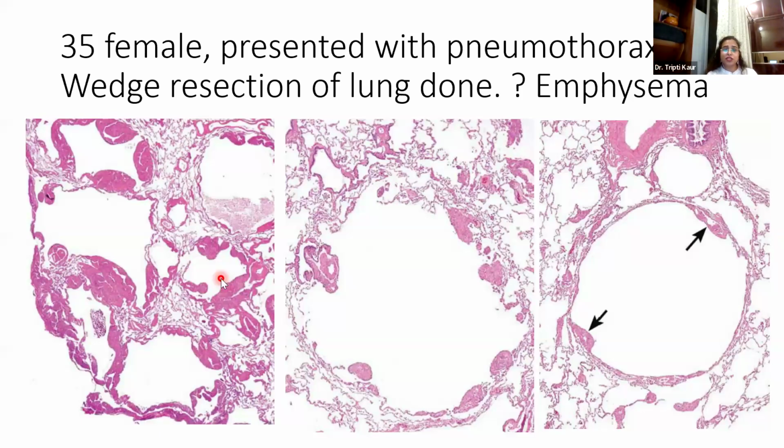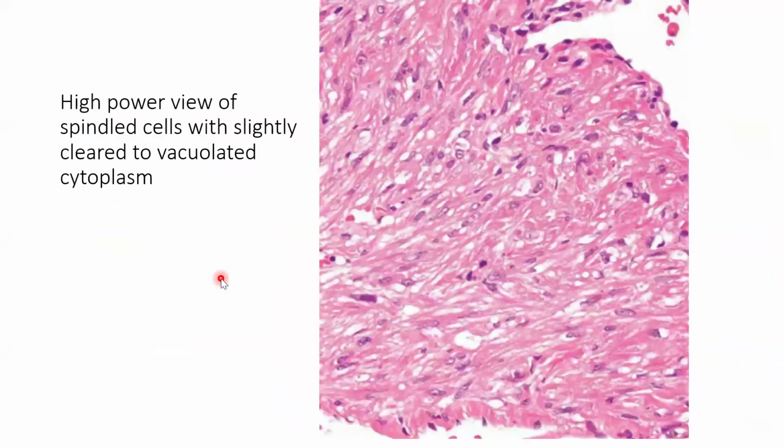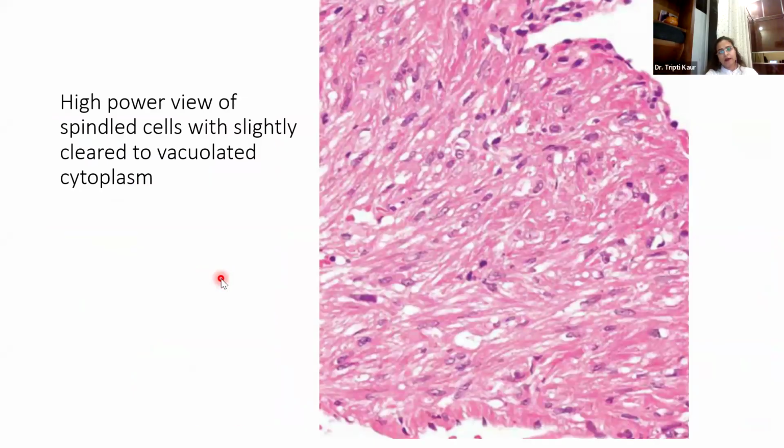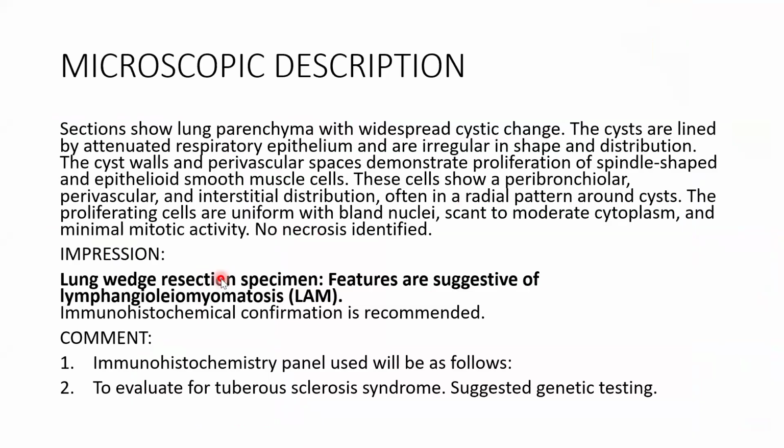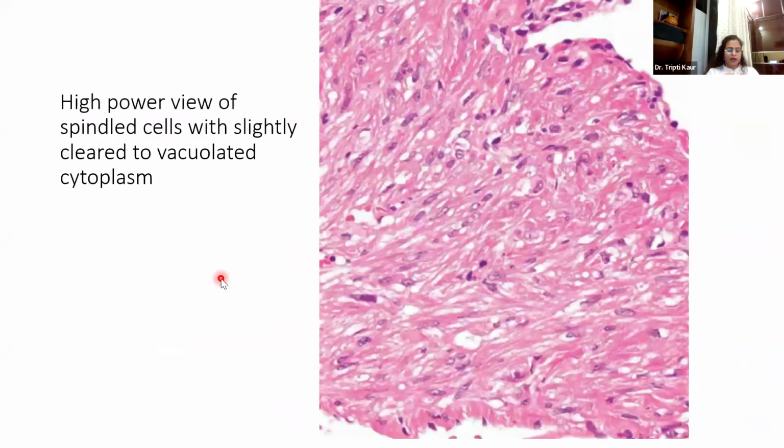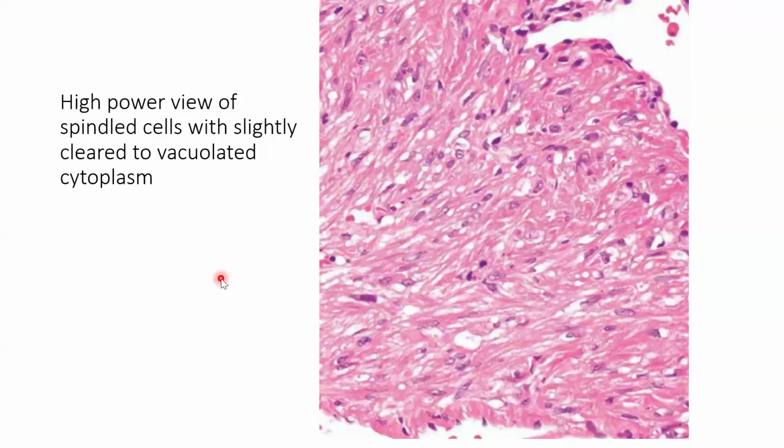Very characteristic, clincher case. 35-year-old female, so female in reproductive age group, presented with pneumothorax. Lymphangioleiomyomatosis. Yes. Anybody can tell me what IHC markers you want to do? HMB45, SMA, and Melan-A. PEComa family tumor. Yes, very good. So IHC you need to do. And what is the syndrome they are associated with? Tuberous sclerosis. Very good.